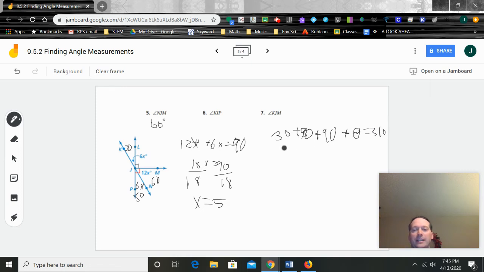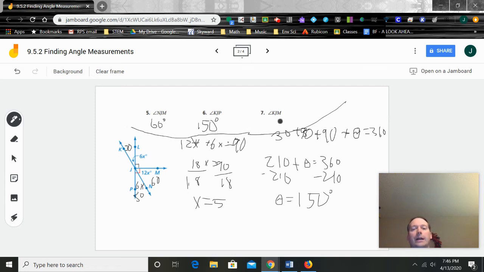So I combine them. 90 plus 90 is 180. 180 plus 30 is 210. So 210 plus theta equals 360. Be a lot easier if I could write it with my hand, but I'm using a mouse. Subtract 210 from both sides, and we get theta equals 360 minus 210, which is 150 degrees. So this is 150 degrees. Let me just draw a line so you don't get confused.